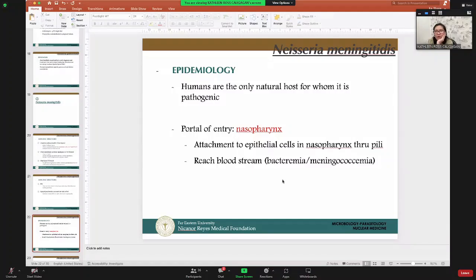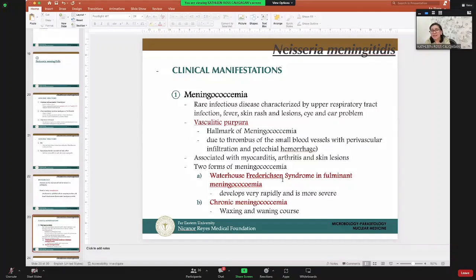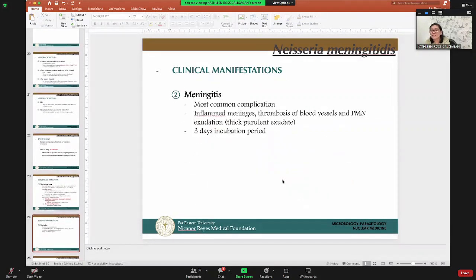Humans are the only known host for whom it is pathogenic. Now, the portal of entry is through the nasopharynx. So attachment to the epithelial cells in the nasopharynx through the villi, and which reaches the bloodstream, causing bacteremia and meningococcemia. There are two clinical manifestations of Neisseria meningitidis. The more common one is meningitis. So this is the most common complication. It's basically inflammation of the meninges causing thrombosis of blood vessels, and PMN, polymorphonuclear exudation, with 3-day incubation period. This is the more common complication.